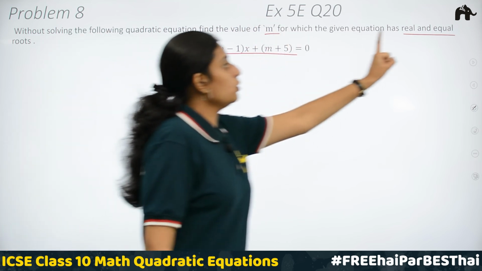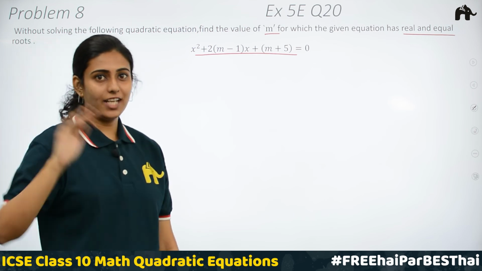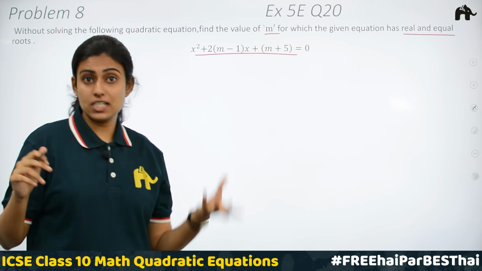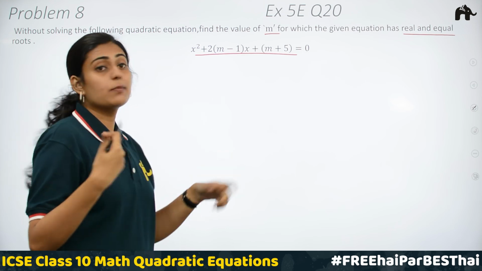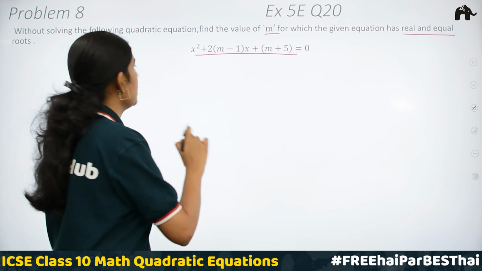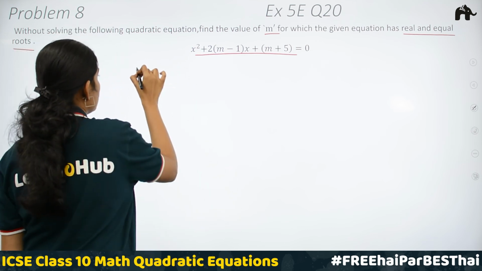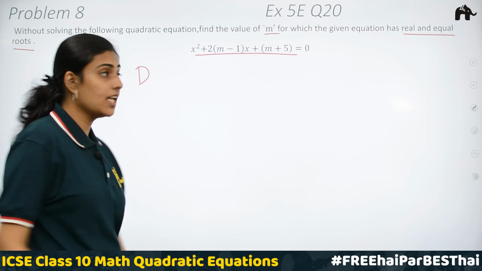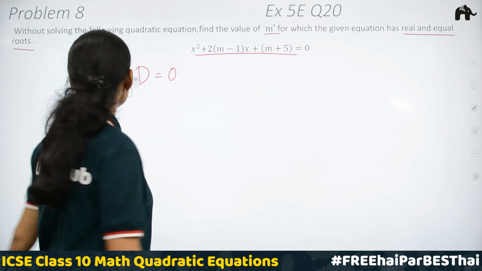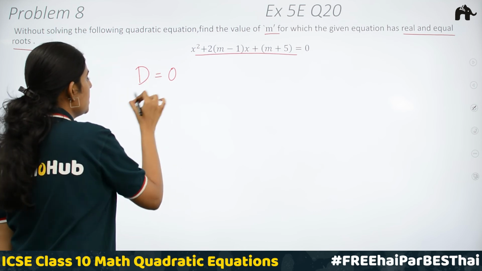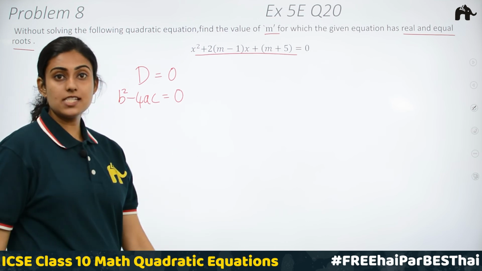Okay, when do we get real and equal roots? We have studied a table, you remember? The table, depending on the values of discriminant, whether discriminant is 0, discriminant is positive, discriminant is negative, we could predict the nature of roots. Let's see, here we need real and equal roots, which means what is discriminant? Discriminant should be equal to 0. Only when discriminant is equal to 0, we get real and equal roots. Discriminant is b square minus 4ac. So, b square minus 4ac is 0 in this case.